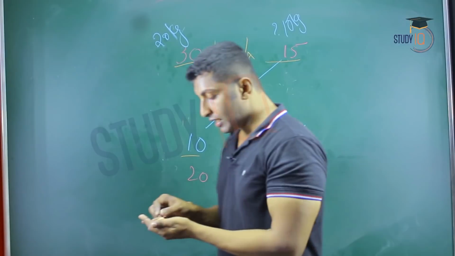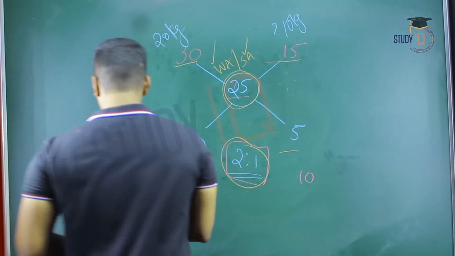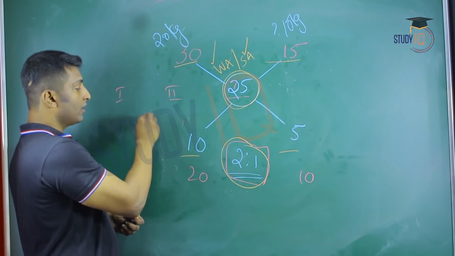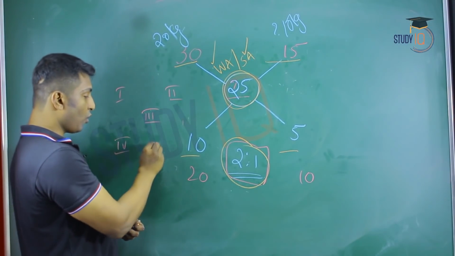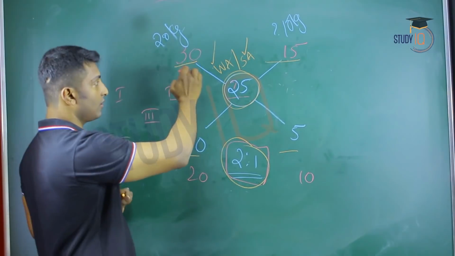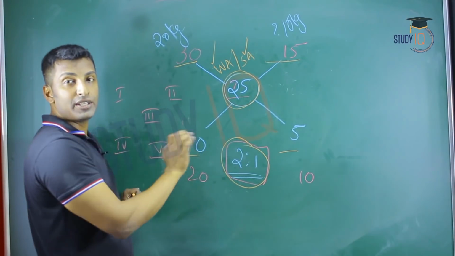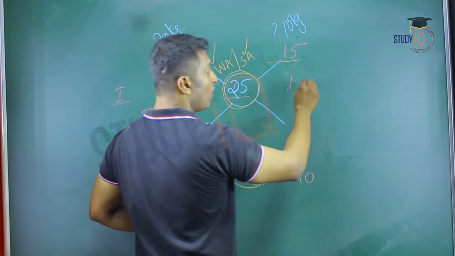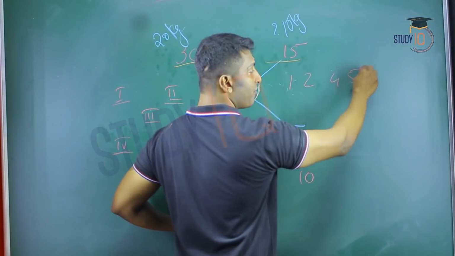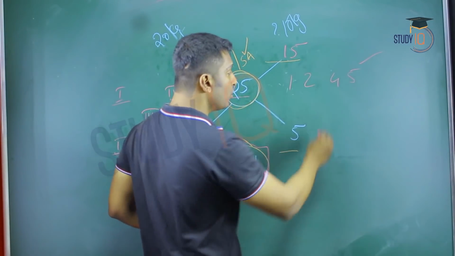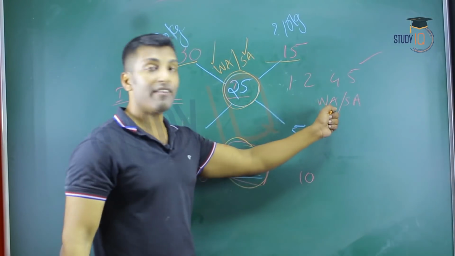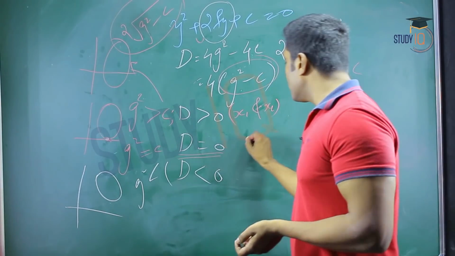Okay, so let me conclude it by writing like this. See, let's say 1, 2, 3, 4 and 5. I'm generalizing. If 1, 2, 4 and 5 is given, what you need to do is either weighted average or simple average. Weighted average.